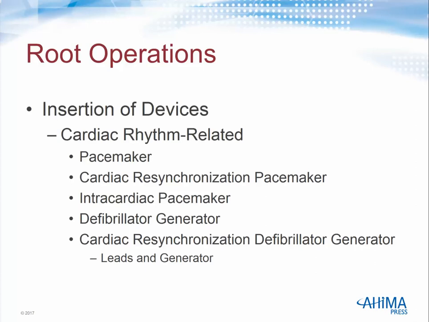So we need 2 codes typically for a pacemaker. We have to code the placement of the generator and the placement of the lead. Now there could be more than 1 lead. A single chamber pacemaker only has 1 lead. A dual chamber pacemaker has 2. So the more leads you have, that could be a factor. But you do need at least 2 codes for a pacemaker insertion.